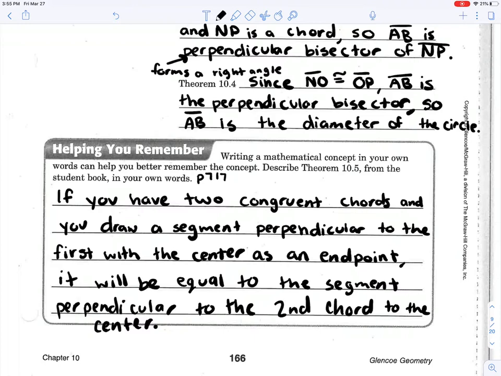So again, over and over and over again, we're going to see things that are congruent. So remember, congruent means equal. As you move closer to the middle of the circle, your chord gets bigger until it's the biggest with the diameter. As you get further away from the center of the circle, your chords get smaller. But if they're the same distance from that center, we know that they're going to be equal. So that's the end of 10.3.